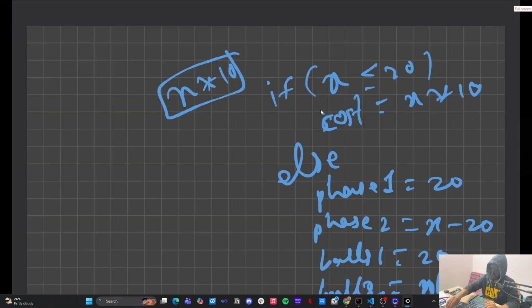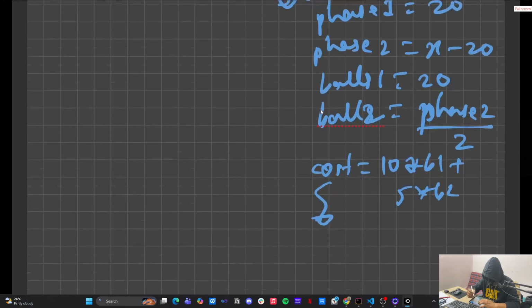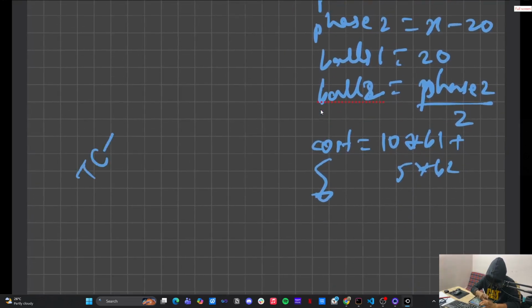If you try to analyze the time and space complexity, here the time complexity is obviously constant because we are not using any for loop or something like that, and your space complexity is also constant. We are not using any array or those things.